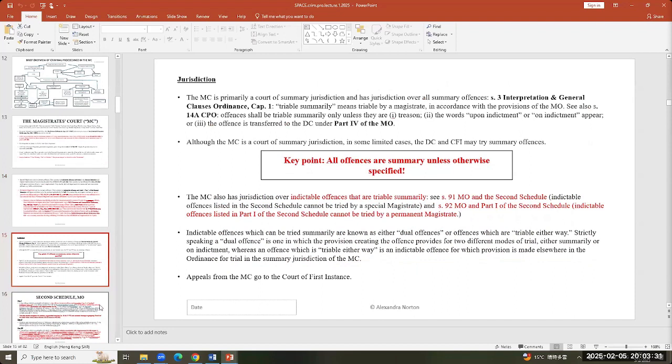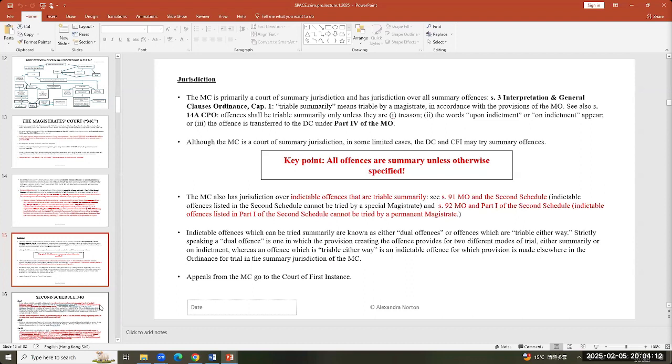So the magistrate's court is primarily a court of summary jurisdiction. And actually, it's the only court of summary jurisdiction. The district court and the CFI are what we call courts of indictable jurisdiction. And I'll explain that a little bit more in a bit. All offenses in Hong Kong are summary offenses, unless they are specifically stated to be triable upon indictment or to be indictable. So you have to look carefully at the wording of the section that creates the offense.